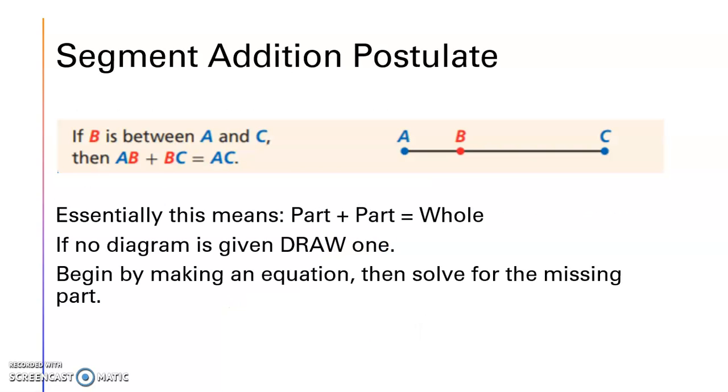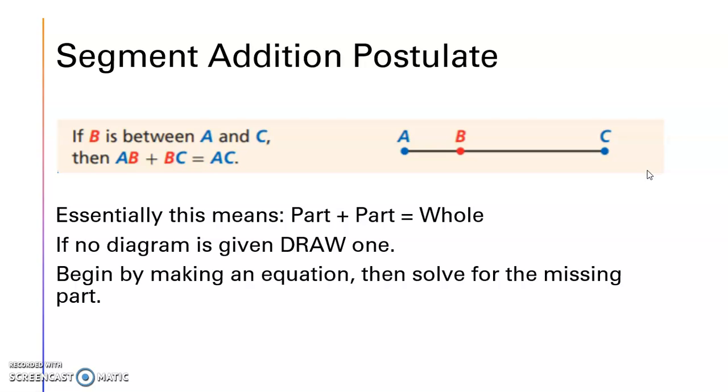The segment addition postulate says if you have a point between two other points on a segment, then I can do this part, AB, plus this part, BC, equals the total length of AC. I like to say part plus part equals whole. If you take the two small parts that make up the total and add them together, you will get the total length.